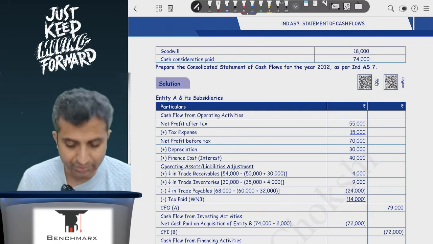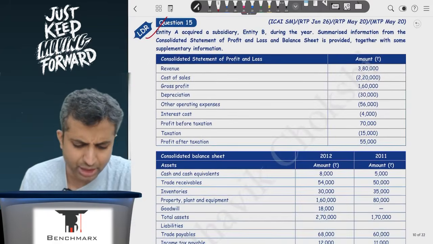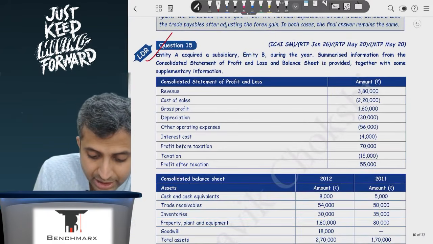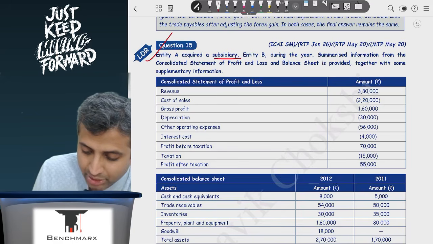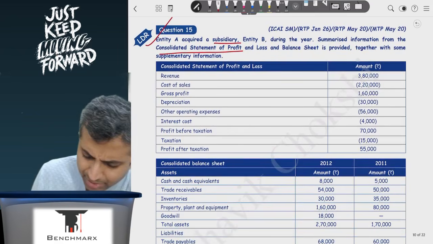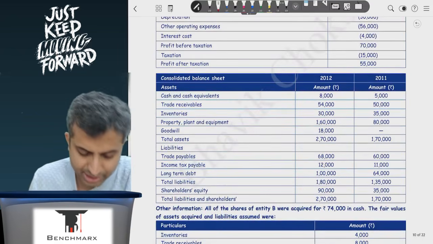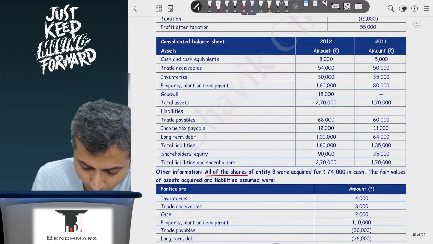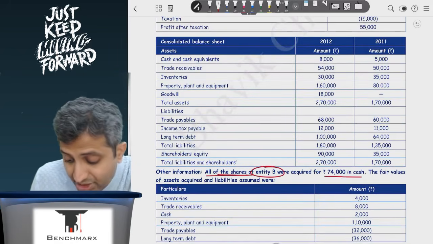It sounds a little confusing, but if I were to do it in a number set, it will be a lot clearer. Entity A acquired a subsidiary B during the year. The information in the consolidated P&L account is provided, so you have this entire P&L account given and this entire balance sheet given. Other information: all of the shares of B were acquired for 74,000 in cash.